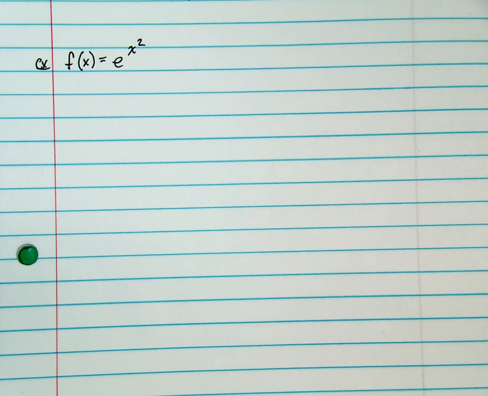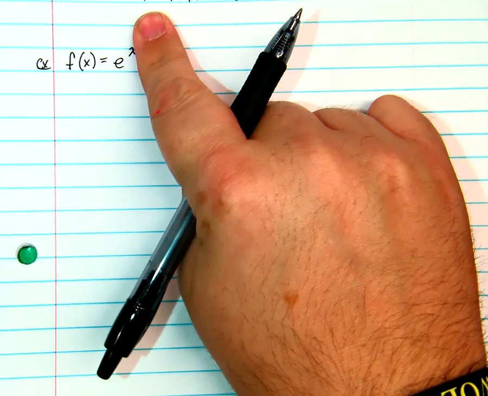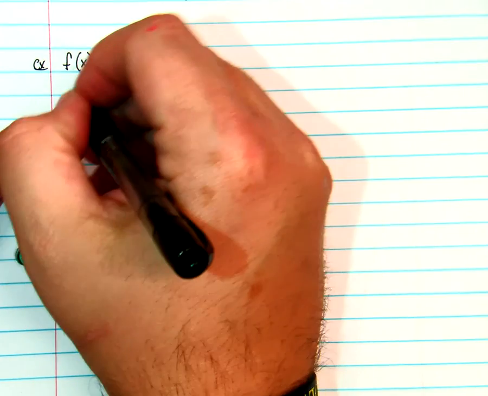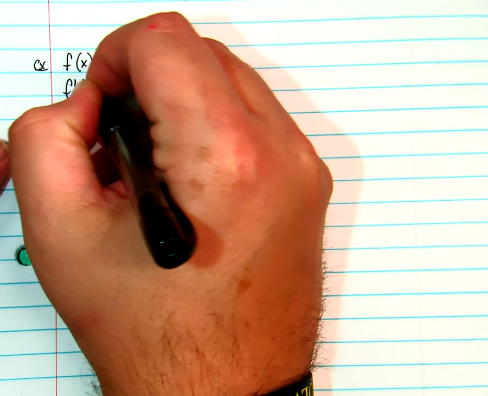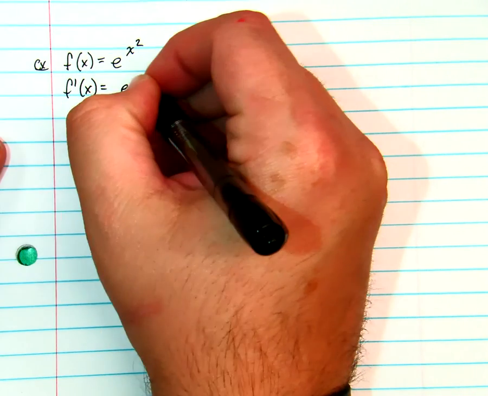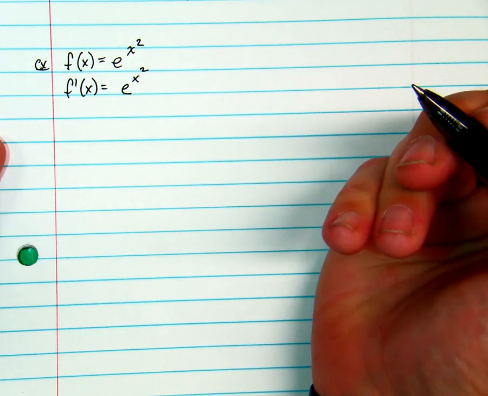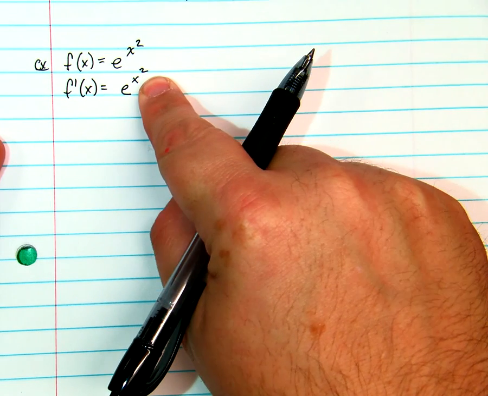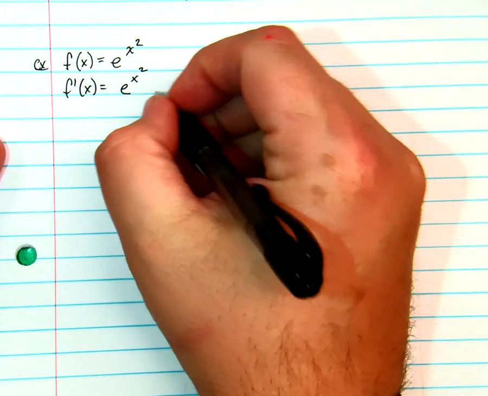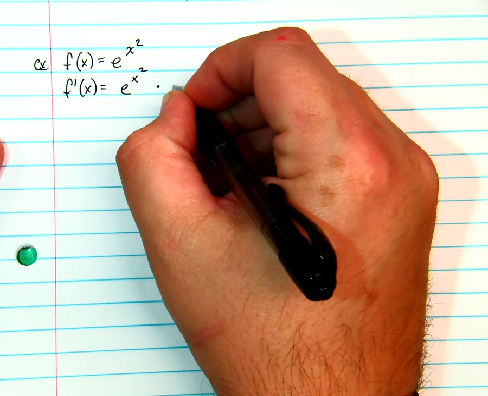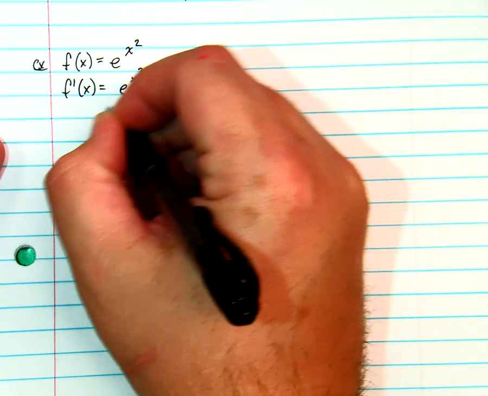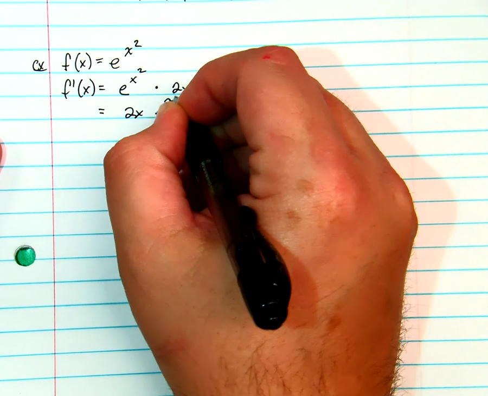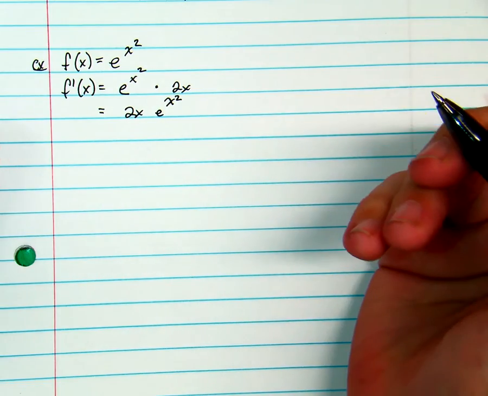All right, first off, if it was just e to the x, what would the derivative be? e to the x. So f prime of x is just going to be e to whatever that power is, which is x squared. Is that x? No. So what rule comes into play? Chain rule. So it's 2x. So all you do is rewrite it as 2x e to the x squared. That's how you make it all nice and pretty.